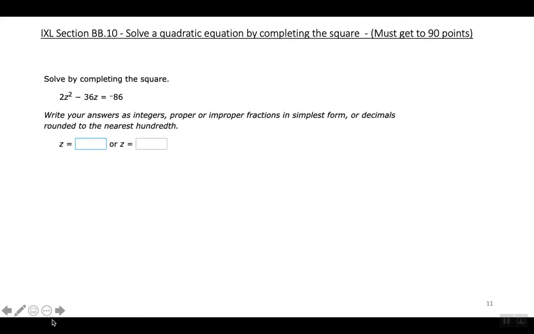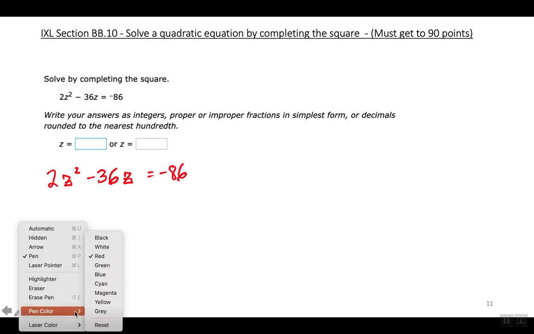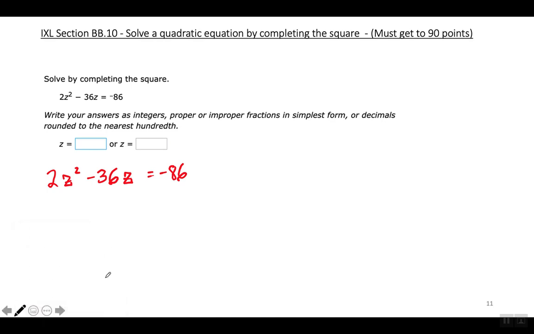All right, we have two more examples, okay? So in this example right here, we got 2z to the second power minus 36z equals negative 86. So the first thing I'm going to do is divide every term by positive 2 so that a will become positive 1. So if I divide everything by 2, my new expression is going to be z to the second power minus 18z equals negative 43.